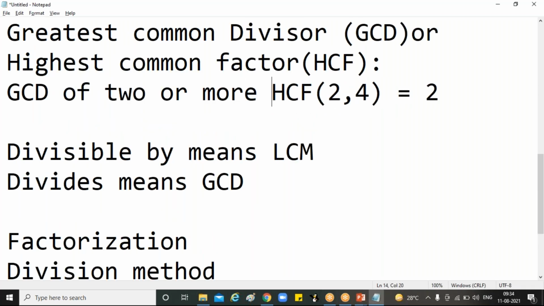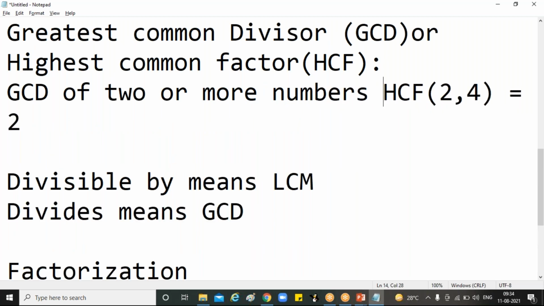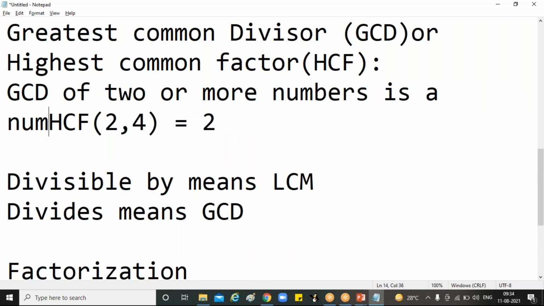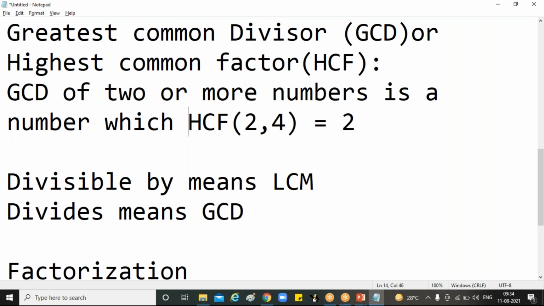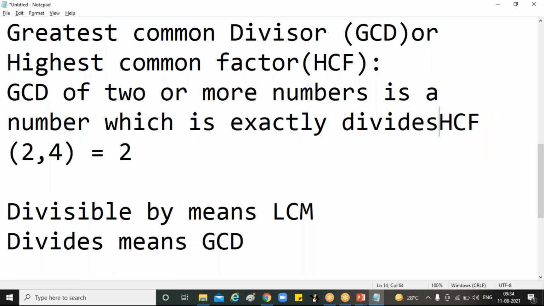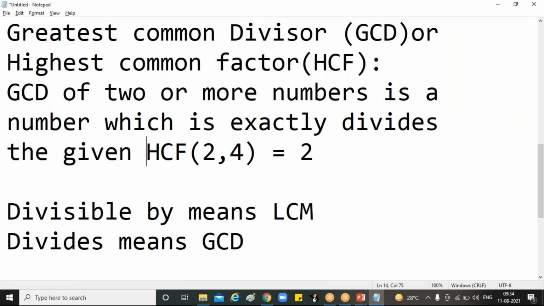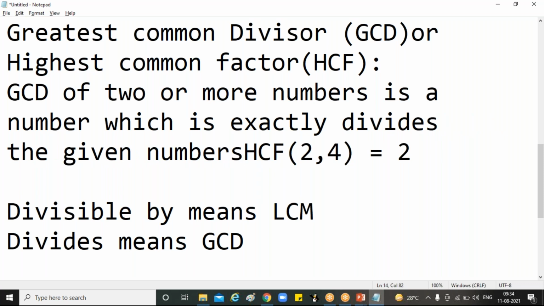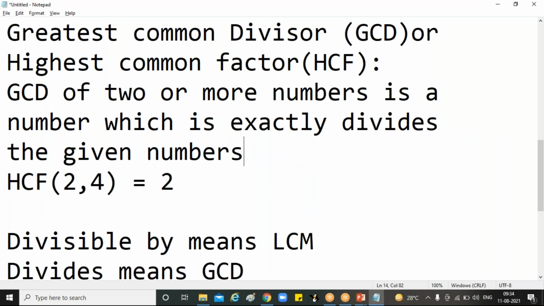GCD of two or more numbers is a number which exactly divides the given numbers.